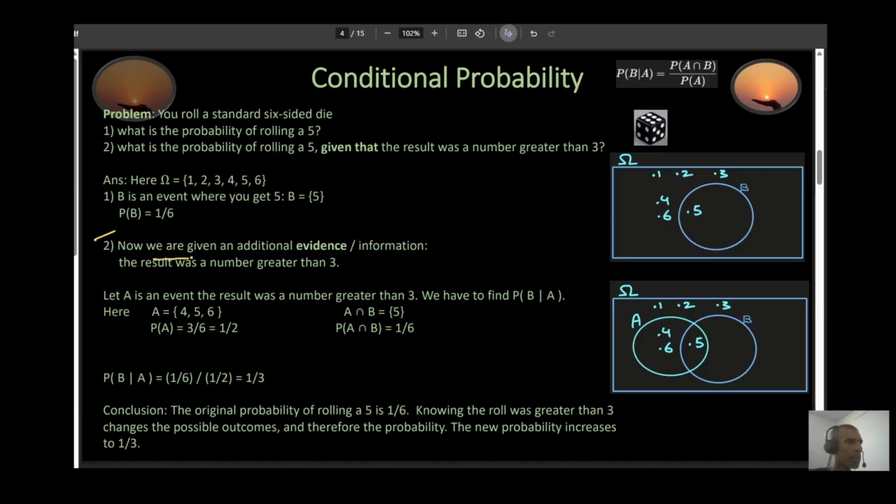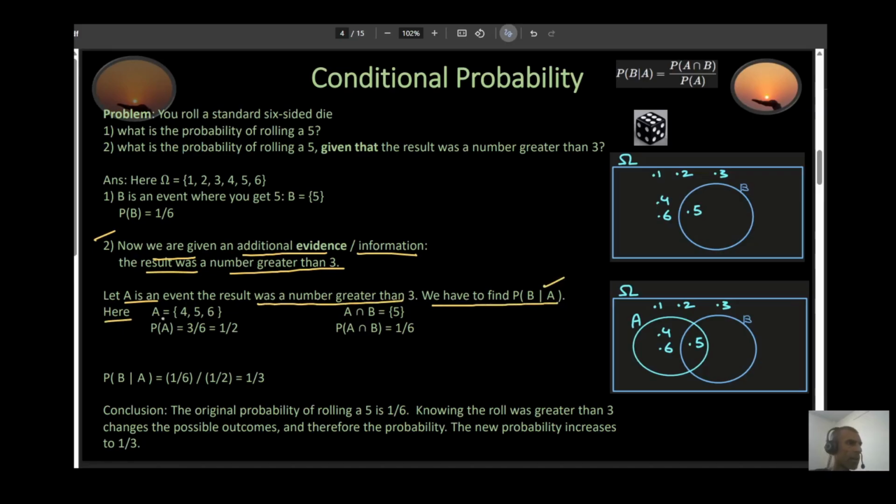Now we are given an additional piece of evidence, another piece of information, and that is this: the result was a number greater than 3. So let A be an event where your result was a number greater than 3. So we have to find the probability of B given that A has happened now.